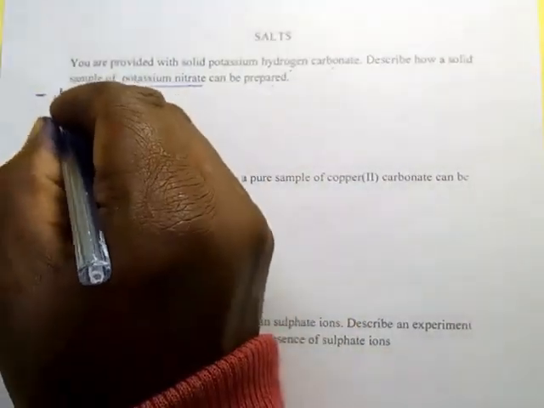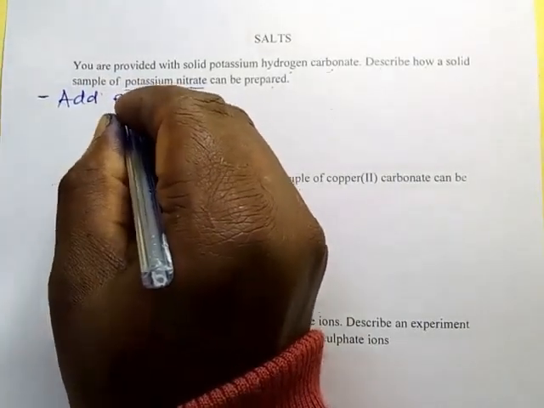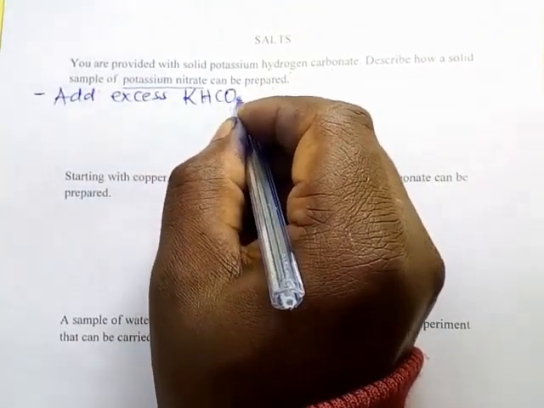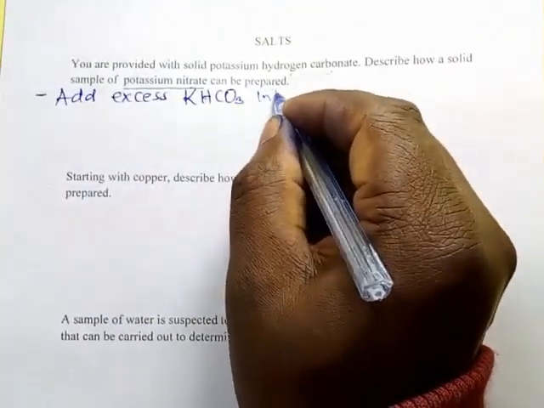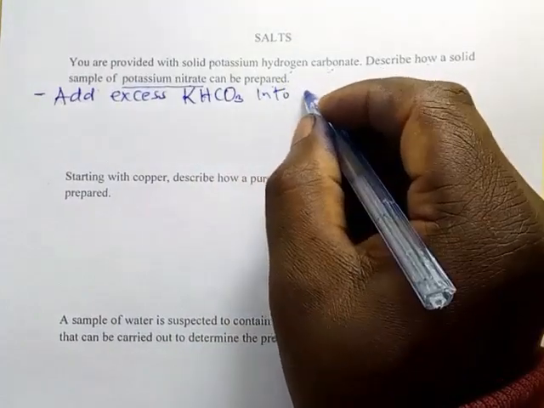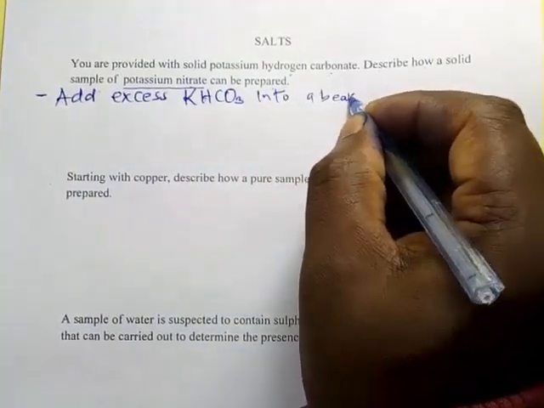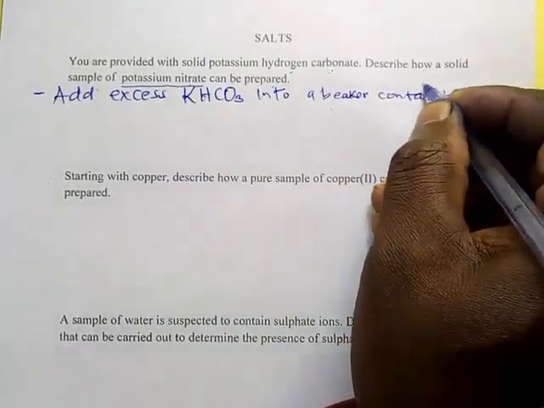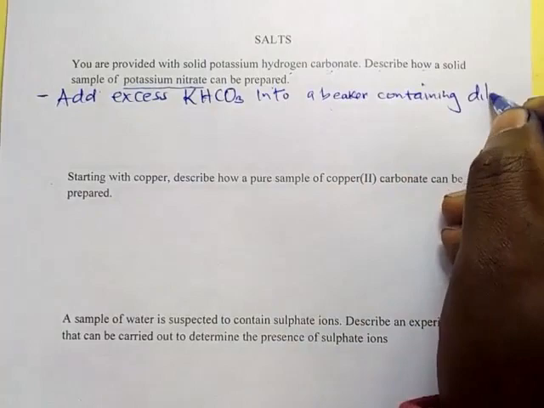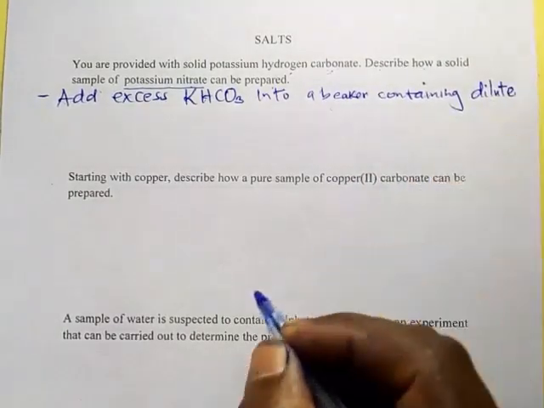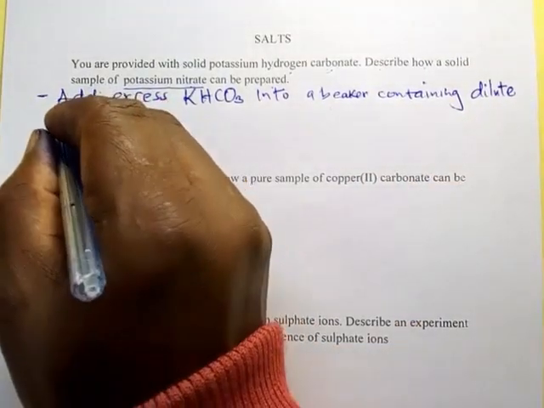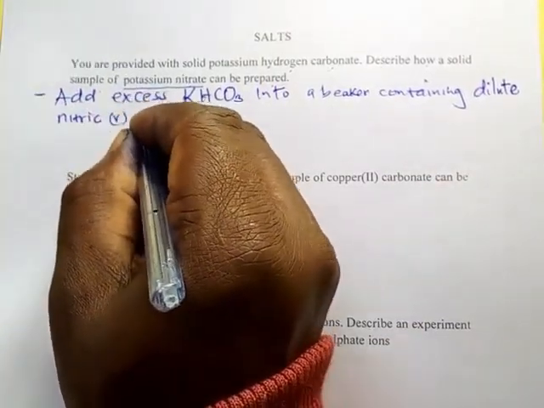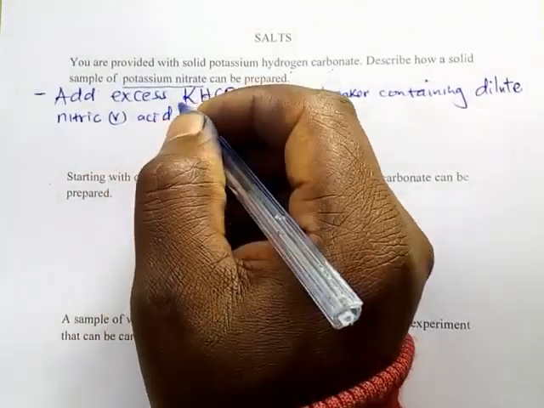So you start by adding excess potassium hydrogen carbonate into a beaker containing dilute nitric acid.